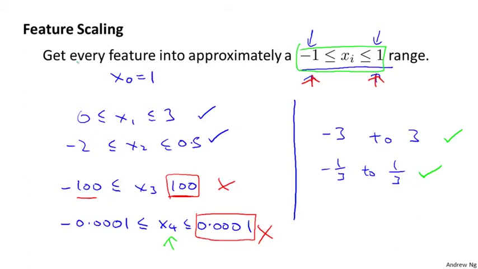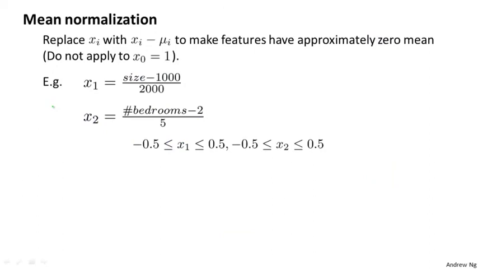In addition to dividing by the maximum value, when performing feature scaling, sometimes people will also do what's called mean normalization. What I mean by that is that you might take a feature xi and replace it with xi minus mu i to make your features have approximately 0 mean. And obviously we won't apply this to the feature x0, because the feature x0 is always equal to 1, so it cannot have an average value of 0.